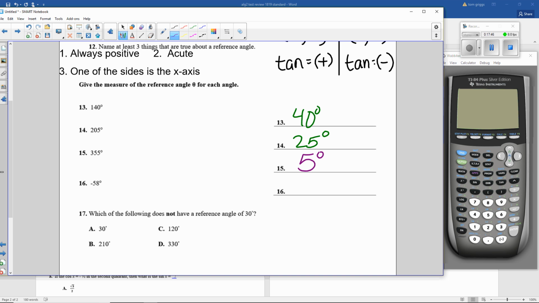And then last one, negative 58. Remember, the reference angle is always positive, so be careful on this one. Negative 58 is going to go clockwise, this direction. But 58 is the reference angle. It's the shortest distance to the x-axis. You just have to make that negative 58 a positive. So that's our answer.